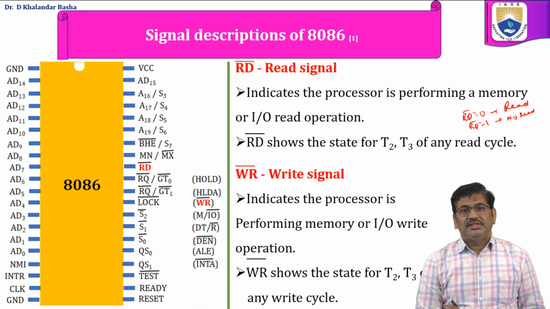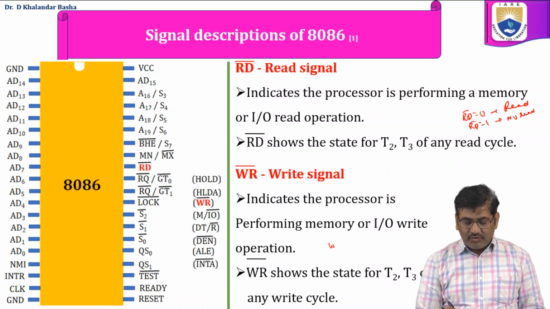Next status signal we have is WR bar, which is an active low signal, and this corresponds to the write operation by the processor. The write bar signal indicates the processor is performing either a memory or IO write operation. This write bar signal shows the states T2, T3 of any write cycle.